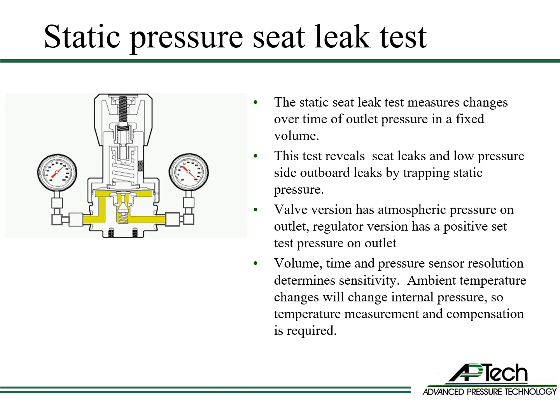Valve and regulator seat leaks are also tested using static pressure. This test can use any gas and measures changes over time of the outlet pressure in a fixed volume. This test reveals both seat leaks and low pressure side outboard leaks by trapping static pressure. The valve version of this test usually has atmospheric pressure on the outlet. The regulator version adjusts the outlet pressure to a given positive test pressure setting.